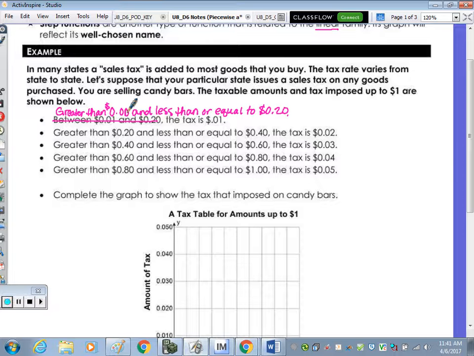Greater than 20 cents and less than or equal to 40 cents, the tax is 2 cents. And then the third bullet, greater than 40 cents, but less than or equal to 60 cents, the tax is 3 cents. And then if you spend more than 60 cents and less than or equal to 80 cents on a candy bar, the tax is 4 cents. But then last, greater than 80 cents and less than or equal to $1 on your candy bar, the tax is going to be 5 cents.